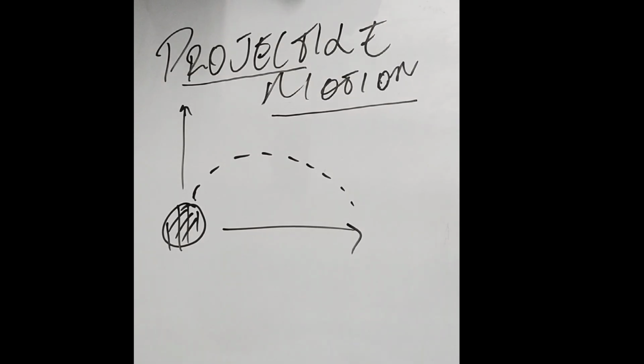Today I'm going to be talking about projectile motion. Have you ever wondered why it is that when you throw a ball, it traces the path of a parabola? So what is a parabolic path? A parabolic path is simply a path which looks like a parabola function when you draw it on the graph.